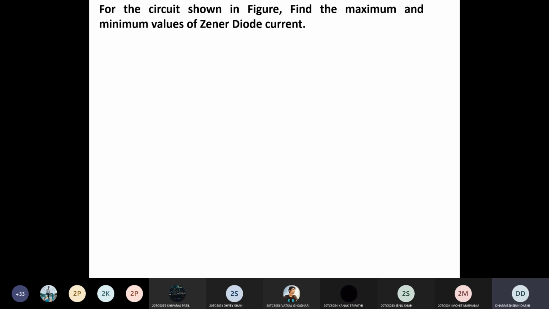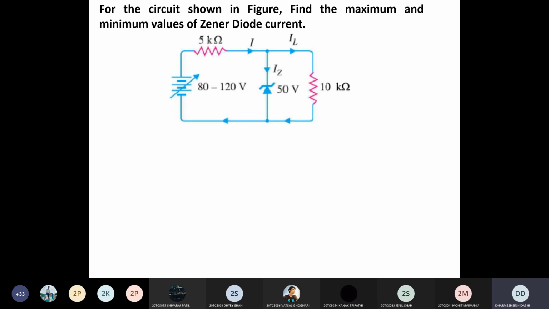Zener diode. So let's calculate the example. Write down this first example. For the circuit shown in this figure, find the maximum and minimum value of Zener diode current. All of you first draw this circuit diagram and then find the minimum and maximum value of the Zener diode current.